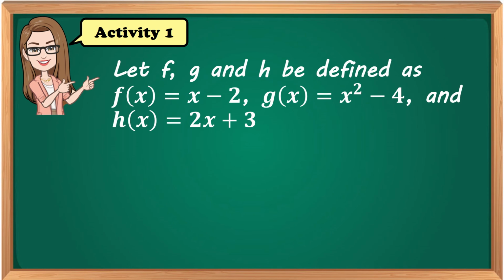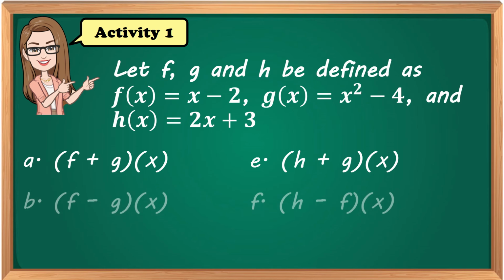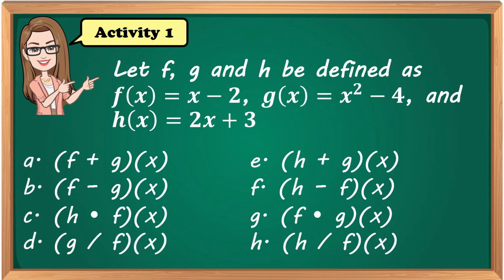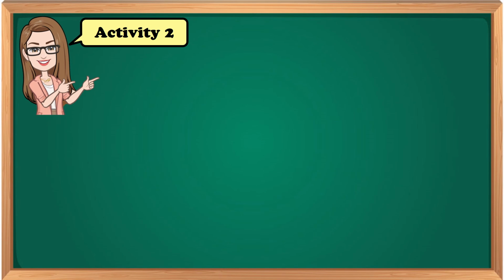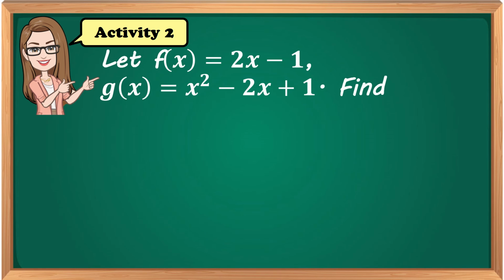For our activity 1, we have let f, g, and h be defined as f of x is equal to x minus 2, g of x is equal to x squared minus 4, and h of x is equal to 2x plus 3. So you have to find these operations. For our activity 2, let f of x is equal to 2x minus 1 and g of x is equal to x squared minus 2x plus 1. You have to find the following.